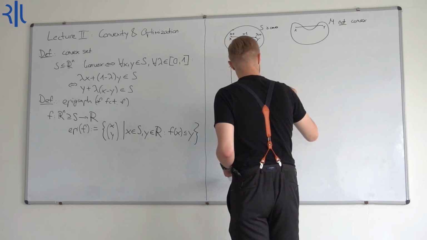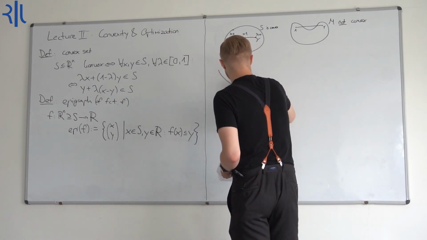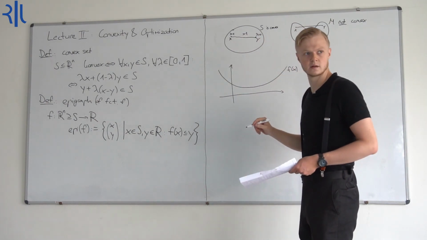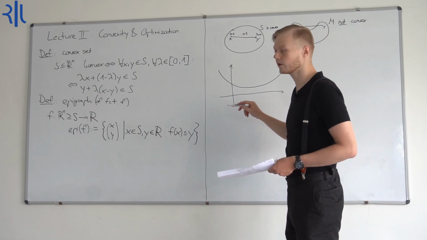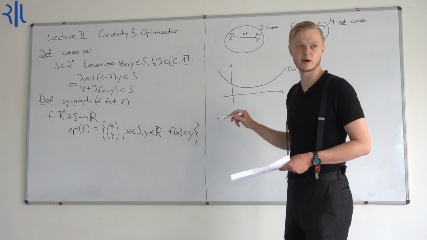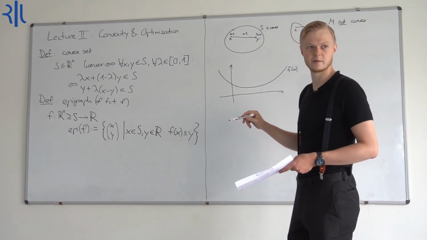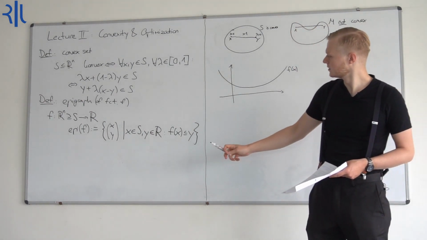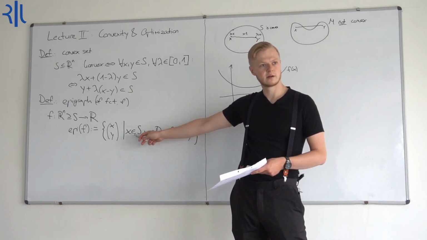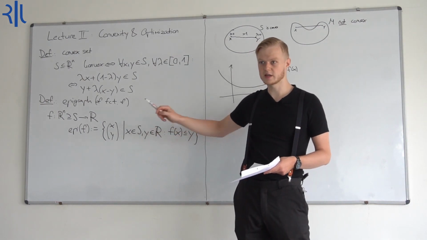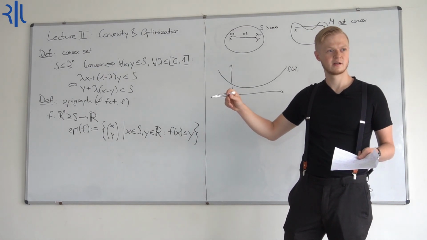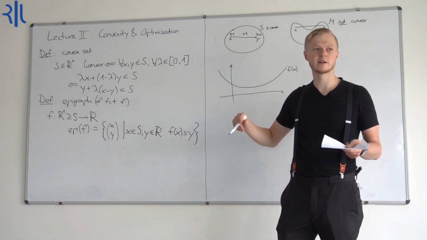So let's make a simple example. This is our function f of x. Then the epigraph, what would that be? Where can somebody describe it? So the y, well, what would be an x here? Is it an arrow, or what is it? Yeah, it's a real number.